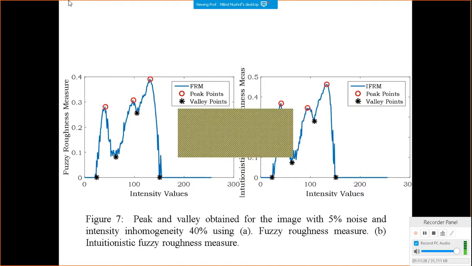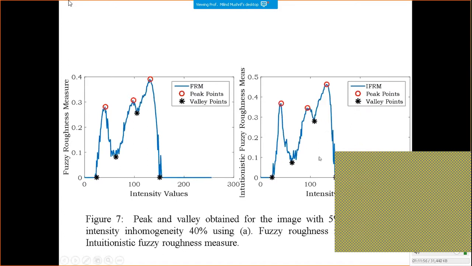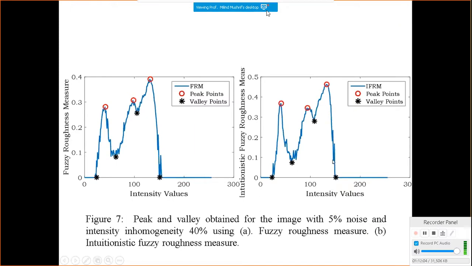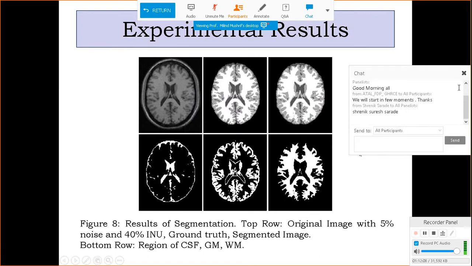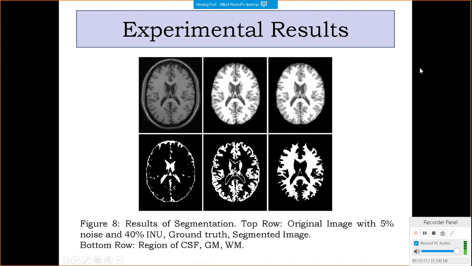So we get these plots: fuzzy roughness, intuitionistic fuzzy roughness index versus intensity value. And now this graph is more well defined. We get precise threshold and precise valley and peak points. So valley points are used as the thresholds for segmenting, and then we get these results. Okay. So this is the original image with 5% noise, 40% inhomogeneity. This is the ground truth image. The third one is the segmented image, and then these are the 3 segments: CSF, gray matter, and white matter.